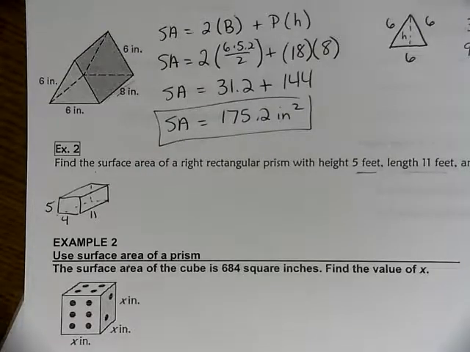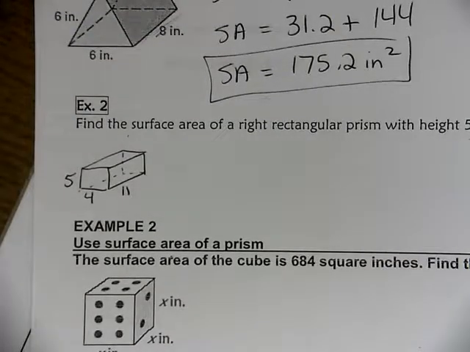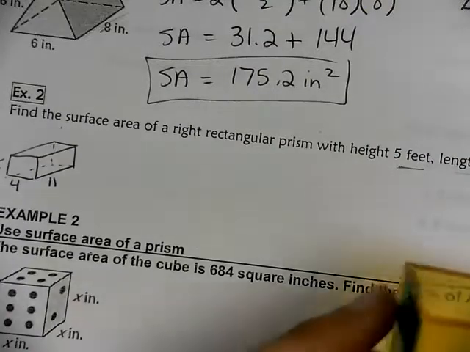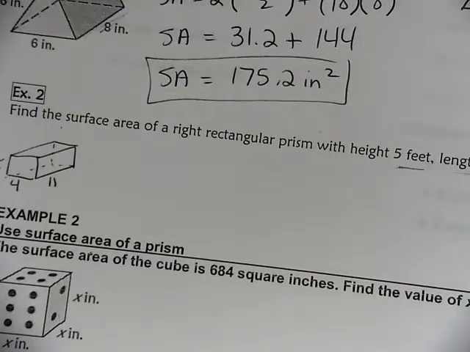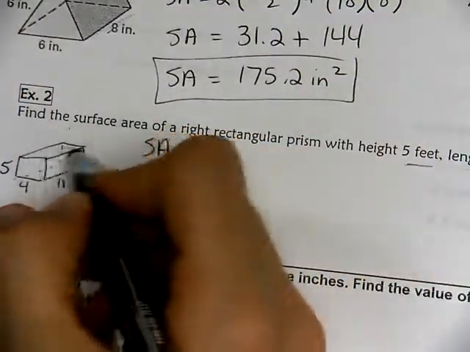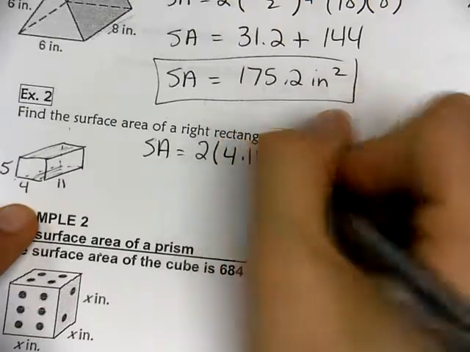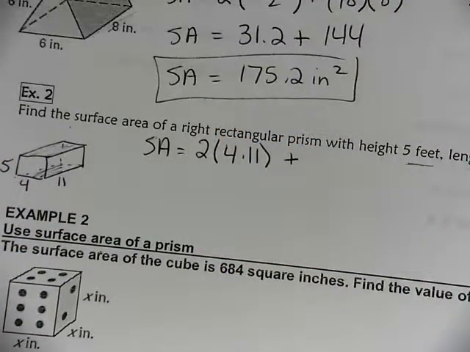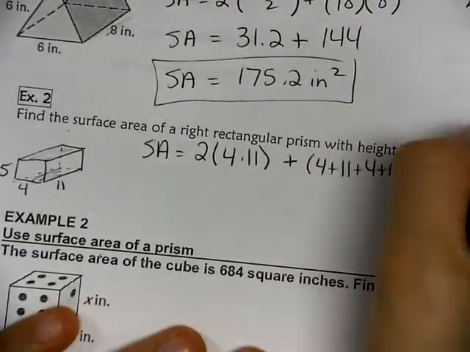Okay, so the top and bottom part of this prism is that 4 by 11 rectangle. Kind of looks like this. So, surface area. So 2 times the area of the base. I'm going to say the base is the top, the 4 by 11, and the bottom, the 4 by 11. So 2 times 4 times 11. Plus, now you take the perimeter of the 4 by 11 rectangle, 4 plus 11 plus 4 plus 11 times our height, which was 5.